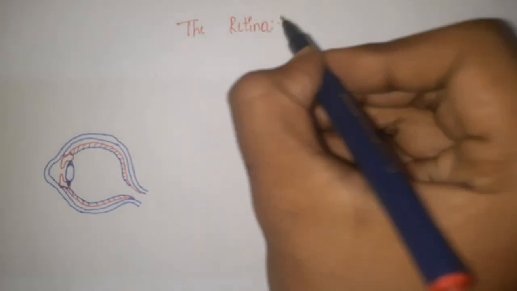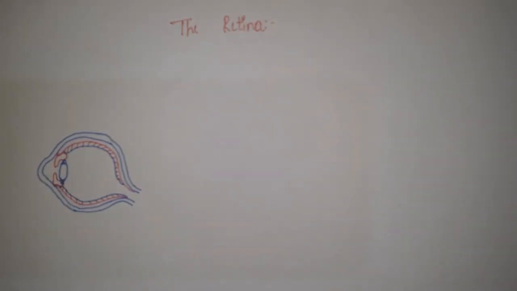So, what is meant by retina? Retina is the light sensitive portion of the eye which contains rods and cones. These rods and cones are light sensitive receptors. They are actually the neurons, they are modified into receptors for the light.